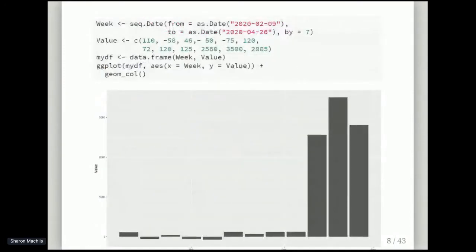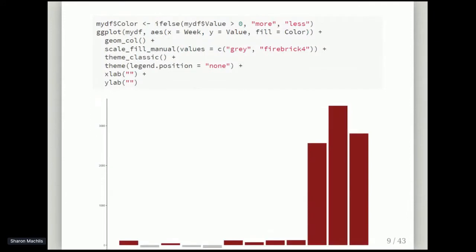This is the default ggplot column chart without changing anything. It's easy to see the last few bars are much higher than the others, but it's just not as striking as the New York Times version. But with a few more lines of code, we can get closer to the Times version.